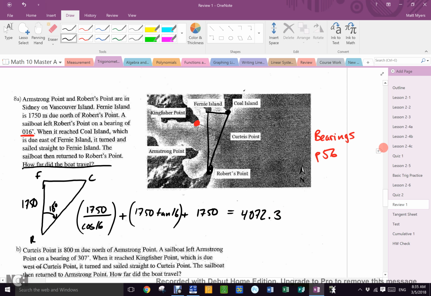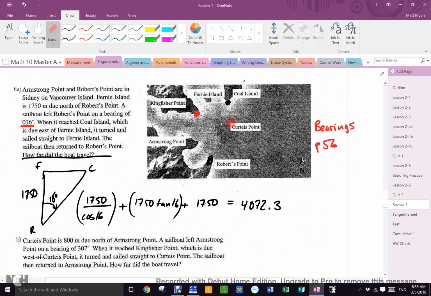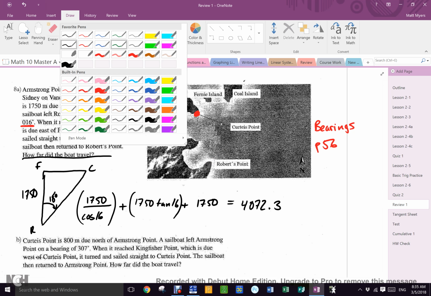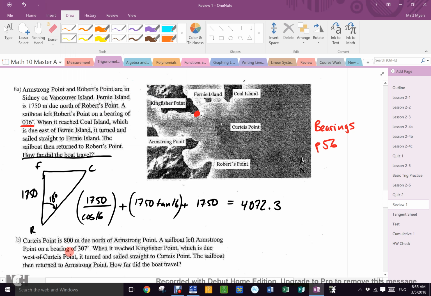Okay. And then the next question says I went from, I left Armstrong Point right here, and I went to Kingfisher Point, which is over here. And then I went to Curtis Point, which is over here, and then I went home. So the triangle with which I am dealing is this.